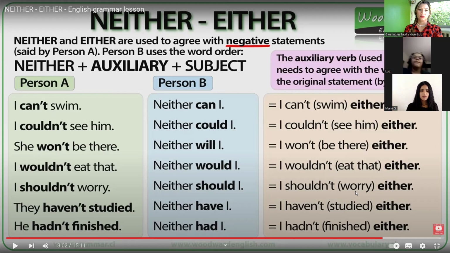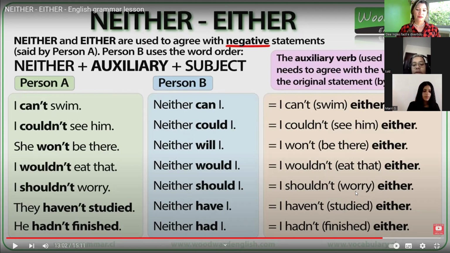Eu não tenho estudado? Prof? Yes, correct. They haven't studied. Eu não tenho estudado? Yes, it is correct. Eles não têm estudado. Eu também não. Eu também não tenho estudado. Yes, that's correct.